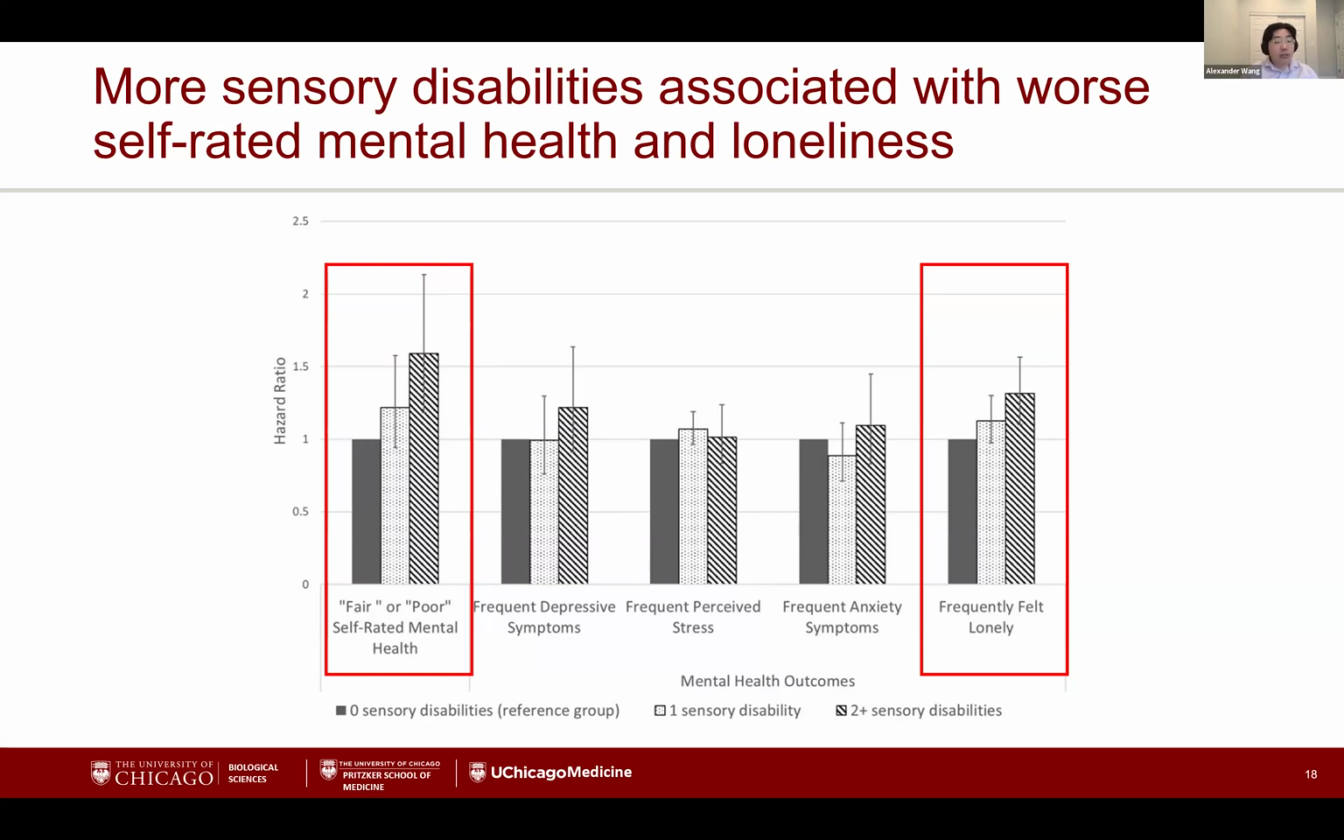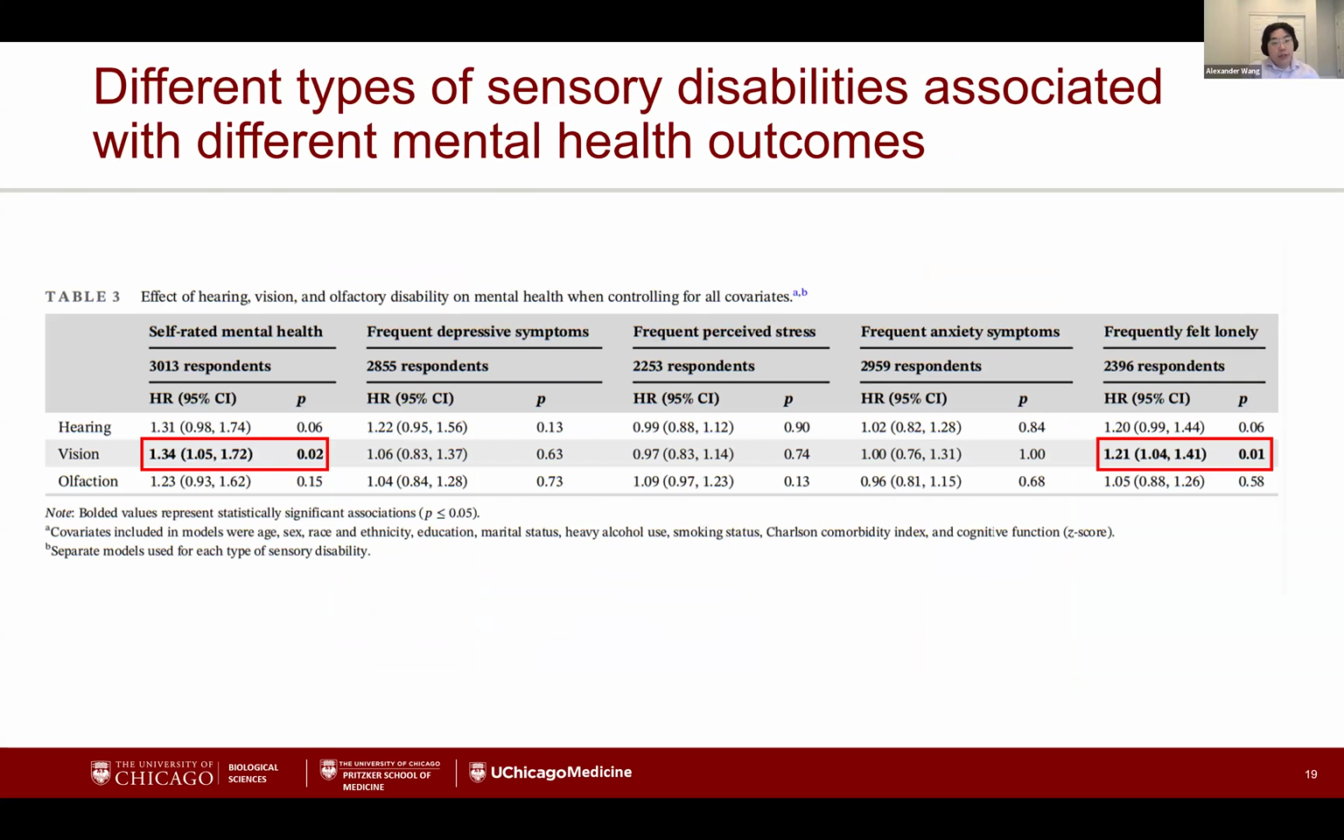You don't see the same dose-dependent effect with depressive symptoms, stress, anxiety, but with loneliness and self-rated mental health, you see that dose-dependent response. And then different types. When we stratified by type, with separate models for each type of disability, we saw that not every disability had the same relationship, right? Vision in particular was significantly associated with worse self-rated mental health and more feelings of loneliness.